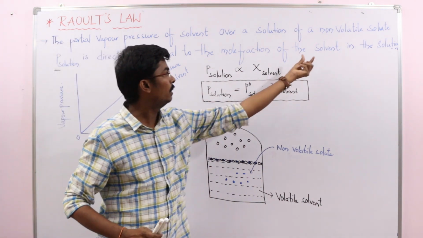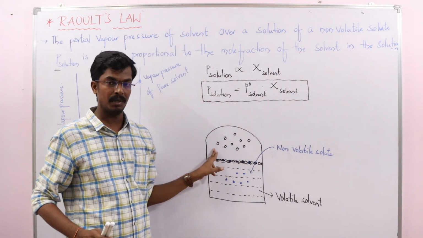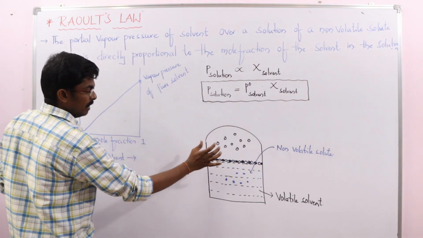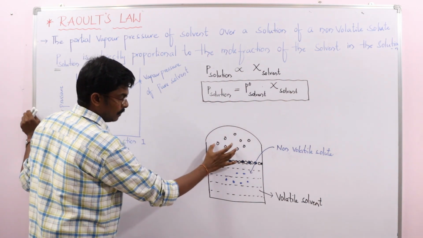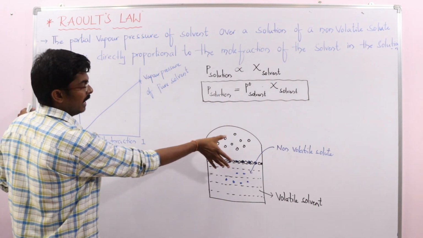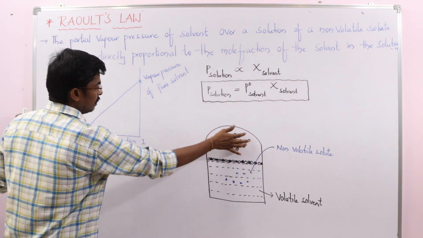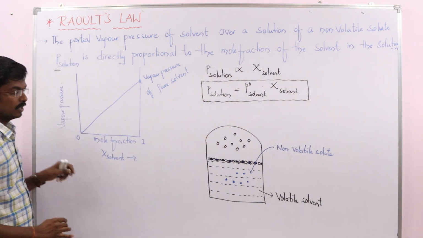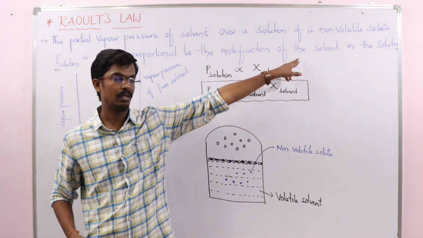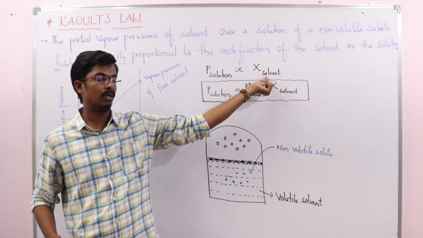Why am I using only the mole fraction of solvent? Here the solvent particles are the only ones responsible for the vapor pressure. That's why I give a relationship between the partial vapor pressure of the solution and the mole fraction of the component. What is the relation? Directly proportional. So the partial vapor pressure of solvent over a solution of non-volatile solute, P solution, is directly proportional to the mole fraction of solvent in the solution. Mathematically, P solution is directly proportional to X solvent.